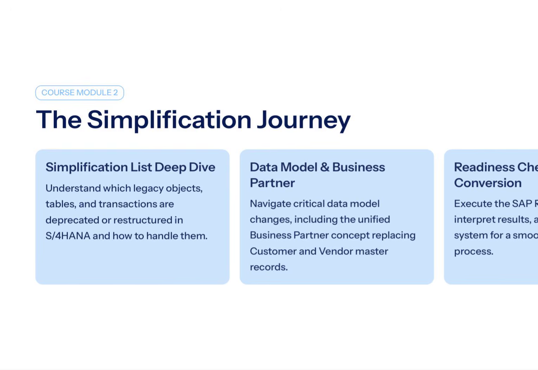The simplification journey can be divided into 3 phases. 1. Legacy object identification. 2. Simplification planning. 3. Implementation and testing. During the first phase, participants identify legacy objects that are deprecated or restructured in SAP S/4HANA. They then analyze the impact of these changes on their business processes and develop a plan for handling these legacy items.